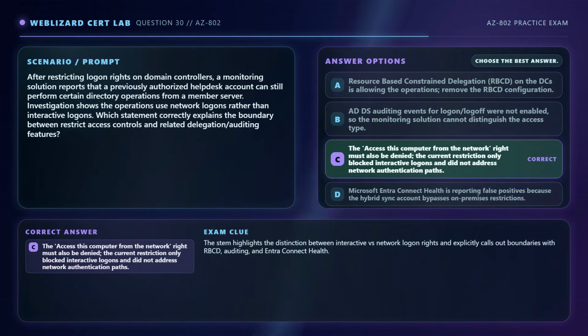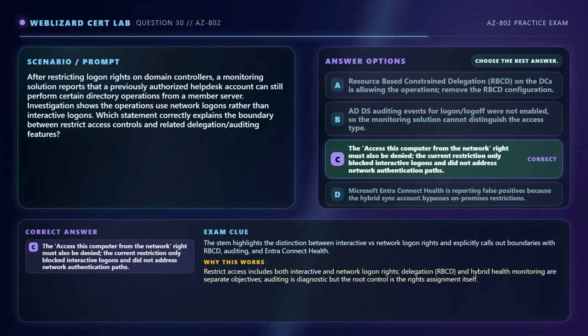The correct answer is C. The access this computer from the network right must also be denied. The current restriction only blocked interactive logons and did not address network authentication paths. Restrict access includes both interactive and network logon rights. Delegation, RBCD, and hybrid health monitoring are separate objectives. Auditing is diagnostic, but the root control is the rights assignment itself. The STEM highlights the distinction between interactive versus network logon rights and explicitly calls out boundaries with RBCD, auditing, and Entra Connect Health.